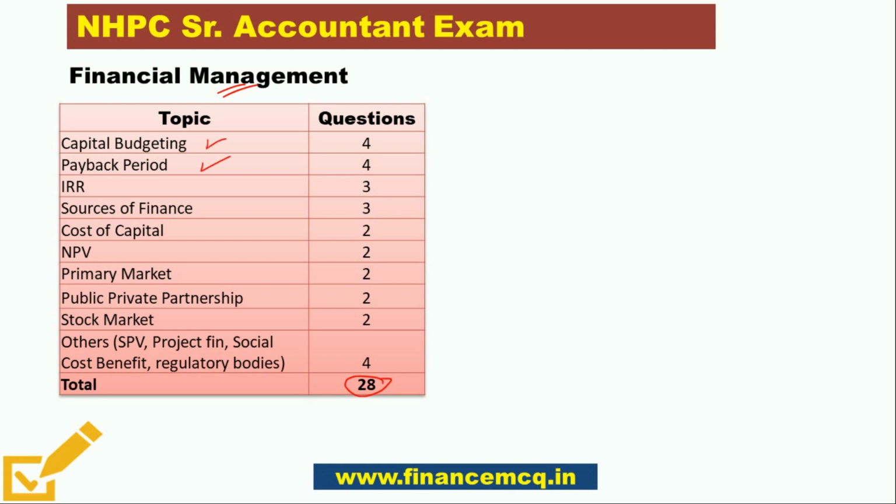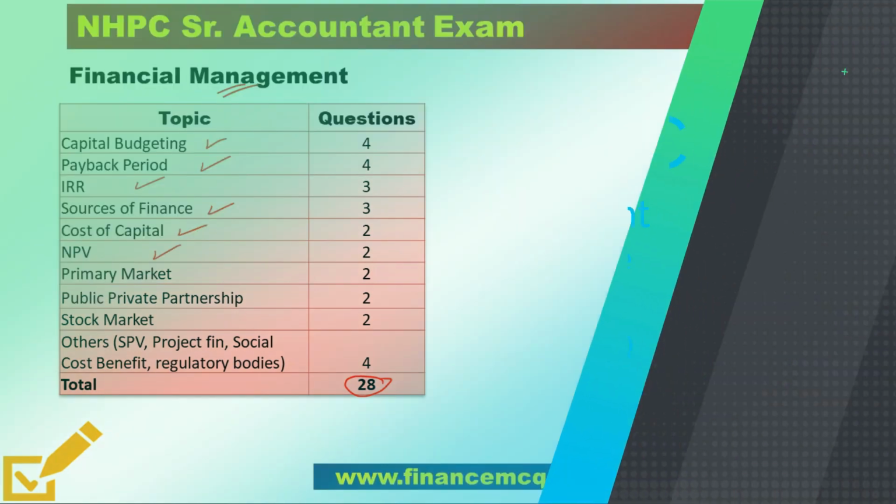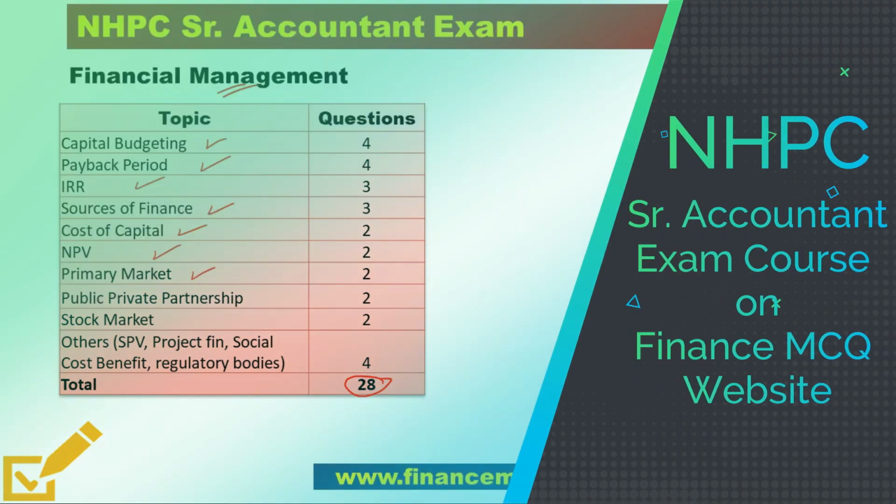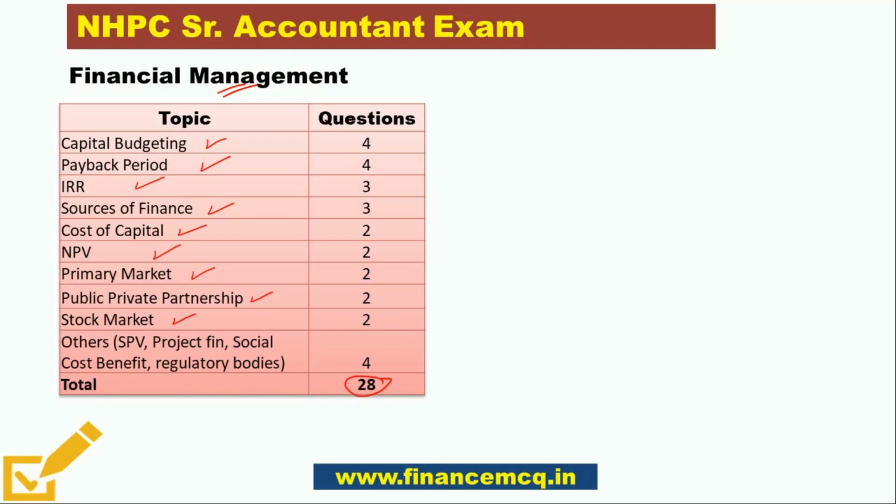Then under financial management, out of 28 questions, 4 questions were from capital budgeting, 4 questions from payback period, 3 questions from IRR, 3 questions from sources of finance, and 2 questions each from cost of capital, net present value, questions related to the primary market, public private partnership, and stock market related questions. And 4 questions were from other topics like SPV, project finance, social cost benefit, and regulatory bodies, basically from RBI or any other regulatory body. In financial management you need to put a lot of effort into these topics. They will cover the maximum questions from financial management. Try to practice as many questions as possible from these topics.